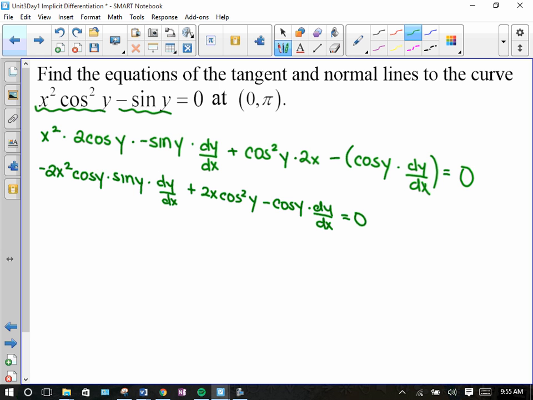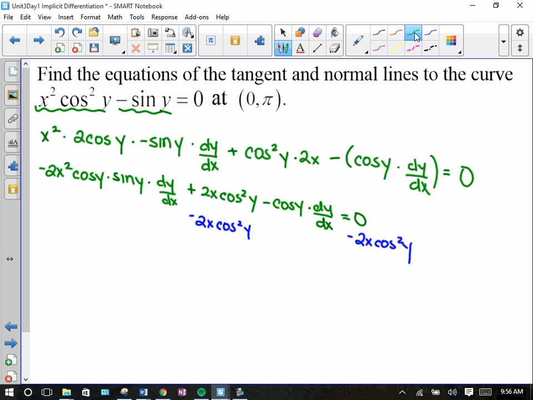This big long thing has dy/dx in it. This thing has dy/dx in it. This is the only thing right here that does not have dy/dx in it. So at this point, I'm taking this piece and moving it to the other side. I'm going to subtract 2x cosine squared y on both sides.